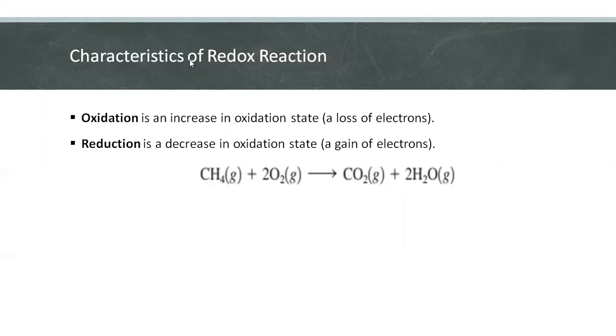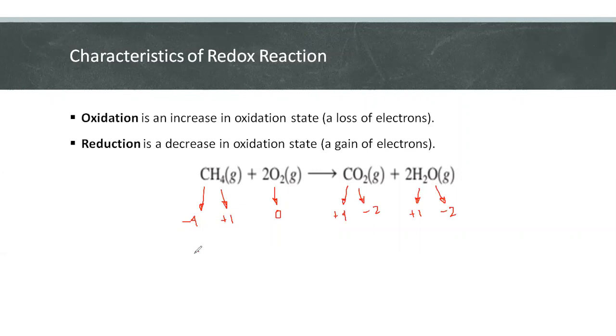Now we have the combustion reaction of methane. First, let's put the oxidation states. For hydrogen, we have +1, and for carbon, to make it neutral, we put -4, since hydrogen has 4 atoms. Oxygen, since it's a free element, has a 0 or neutral charge. For carbon dioxide, oxygen has -2 and carbon has +4, and for water, hydrogen has +1 and oxygen has -2. Note that carbon undergoes a change in oxidation state.